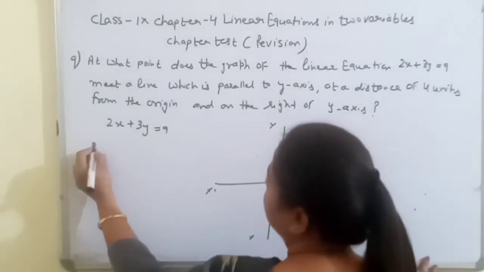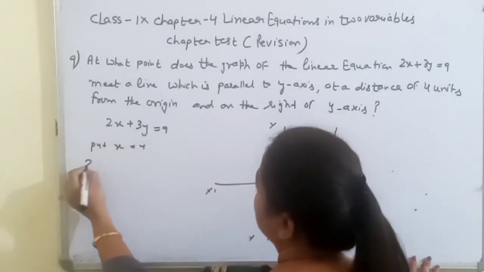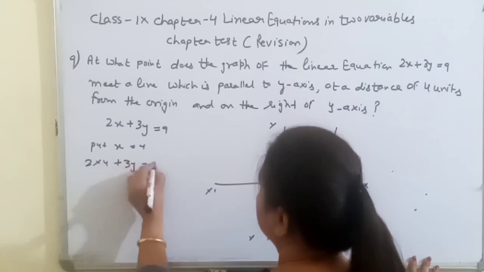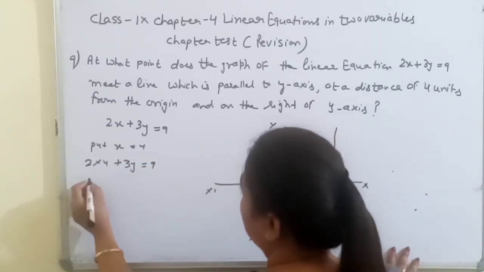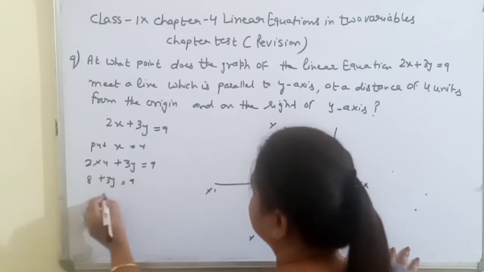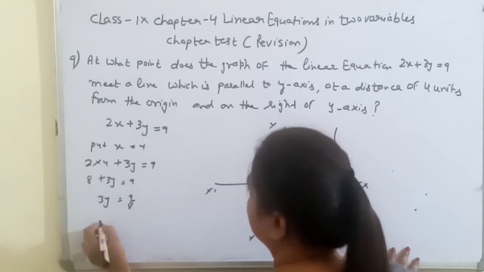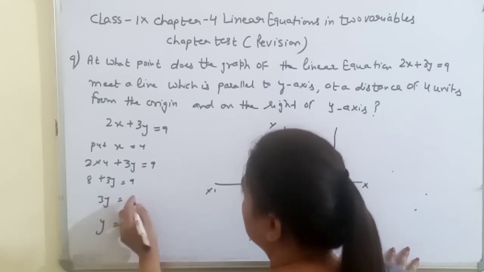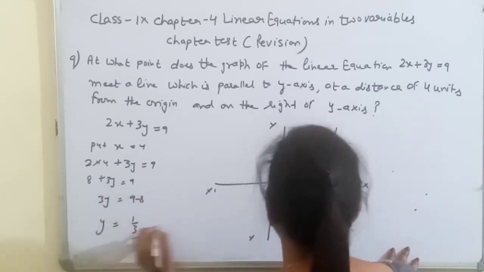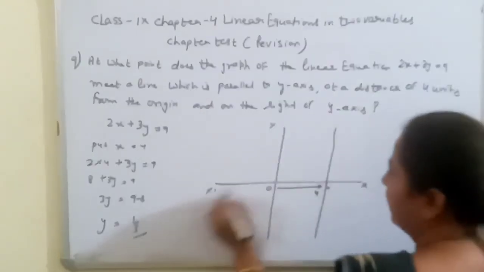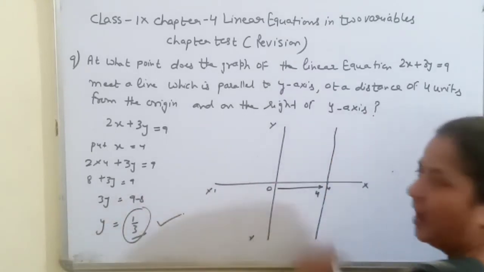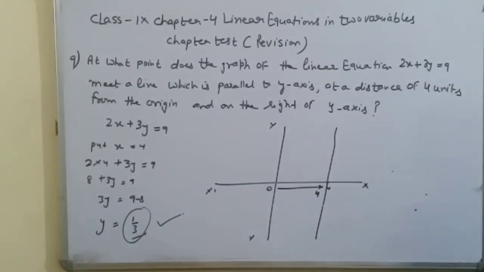So put x equal to 4: 2 into 4 plus 3y equals 9. So what is the value for y? We have to tell the value for y. 8 plus 3y equal to 9, y equal to 1 by 3. So when x is 4, the value for y is 1 by 3. This is the answer for question number 9. Question 10 also you have done. It is the same as the NCERT question, Exercise 4.3 last question.